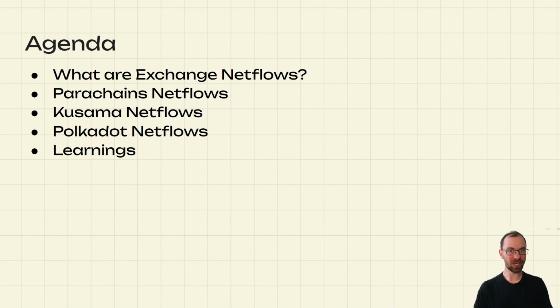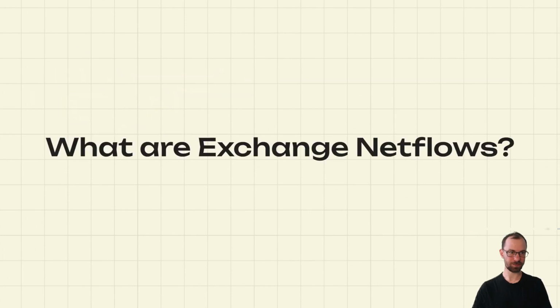So today we're going to look at what exchange net flows are. What does this term even mean in this context? We're going to look at parachain net flows, so how I'm translating this concept of exchange net flows to parachain net flows. We're going to look at the Kusama network first and then the Polkadot network, and you're seeing an interactive visualization of it. And then we're going to share a few learnings.